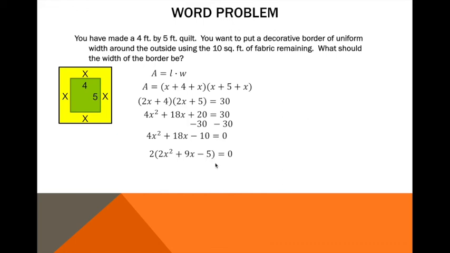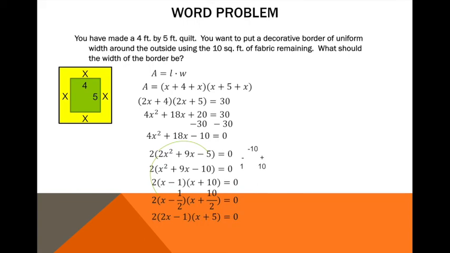Now I need to multiply a times c. So 2 times negative 5 is negative 10. So now I need to find two numbers that multiply together to equal negative 10, but add together to equal 9. So negative 1 and 10. Now I need to bring down my a. Reduce. So 2, parentheses, 2x minus 1 and x plus 5 equals 0. Now I need to divide by 2. So 2x minus 1 and x plus 5 equals 0.